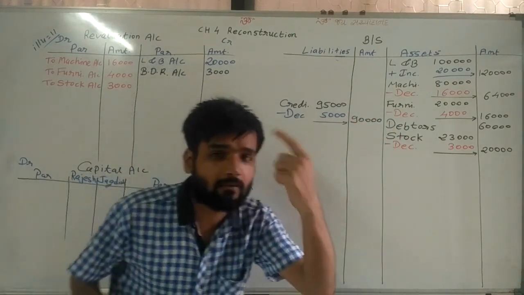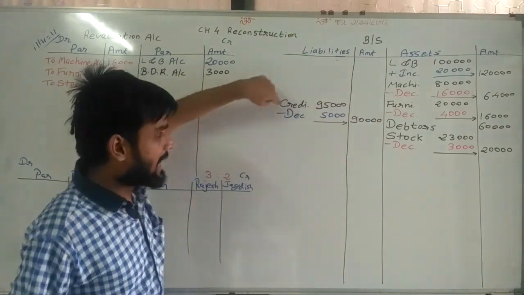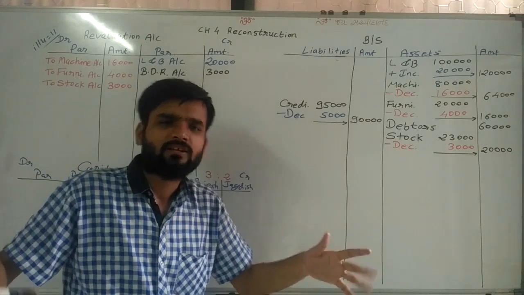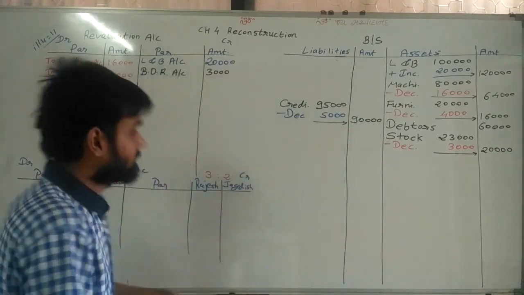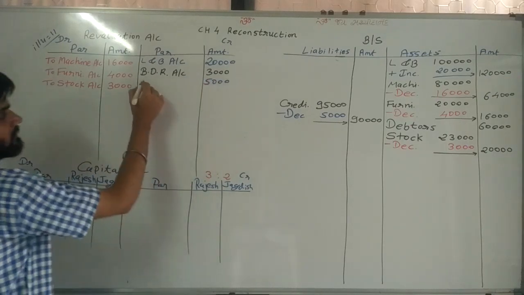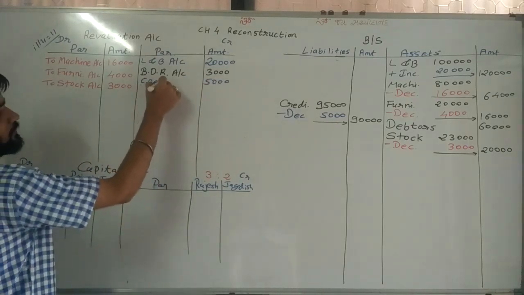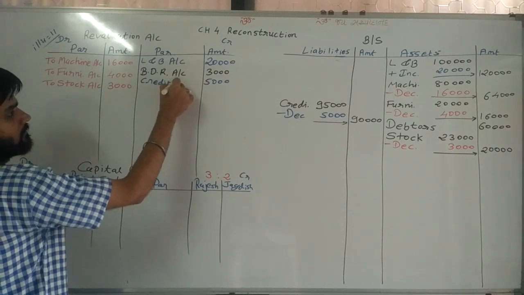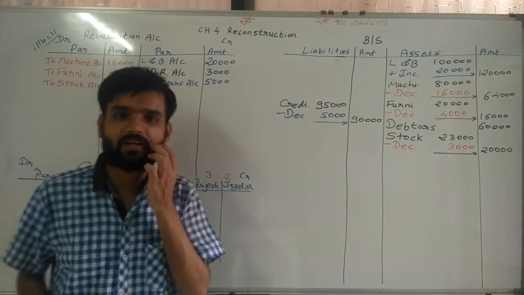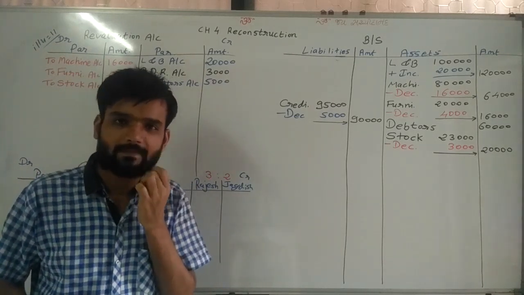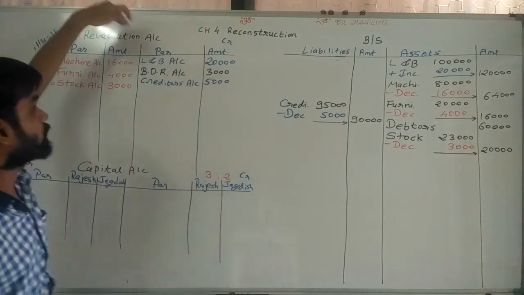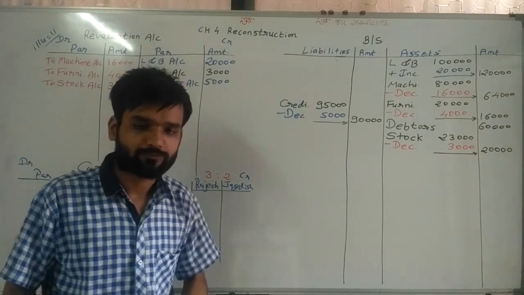Sir, again think about it. Liability decrease, happy. Sir, very much happy. Happy means credited. Sir, credited here 5,000, creditors account. Creditors account credited. Simple, sir. So here creditors account credited to revaluation account.